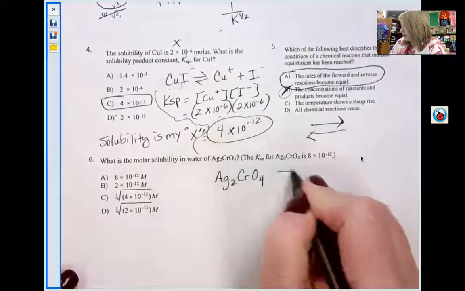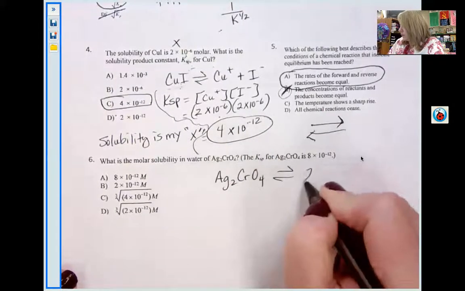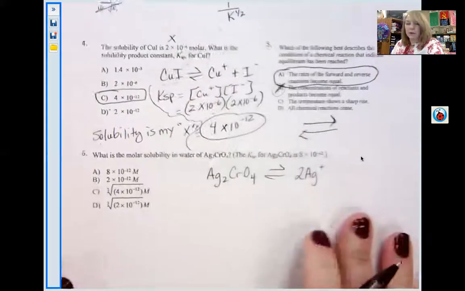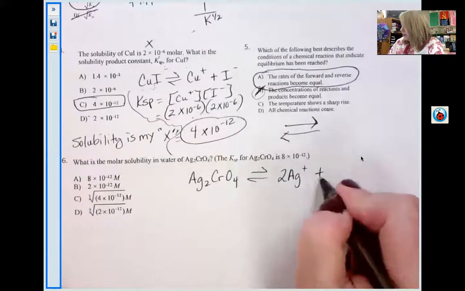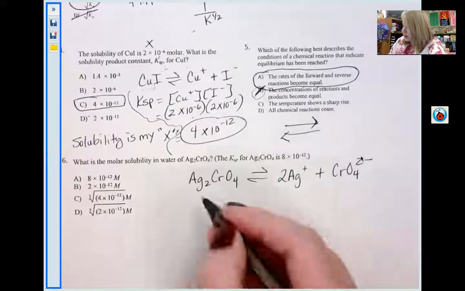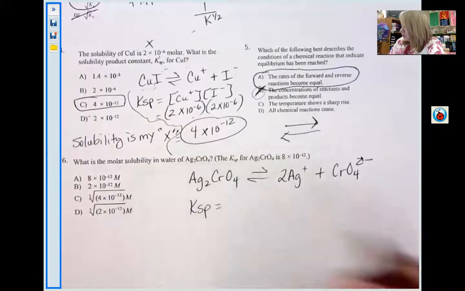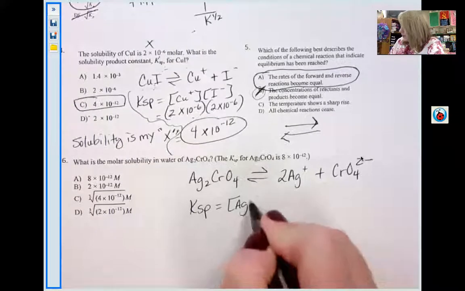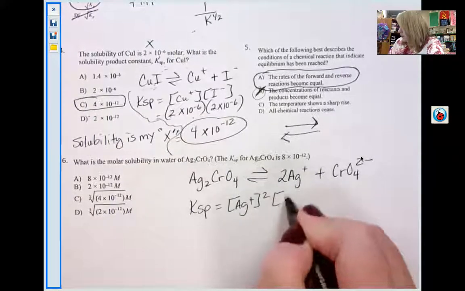Ag2CrO4. Break it down into 2 silvers with a charge of positive 1, plus CrO4 2 negative. All right, and then let's write our Ksp expression. Ksp equals silver positive squared times chromate.